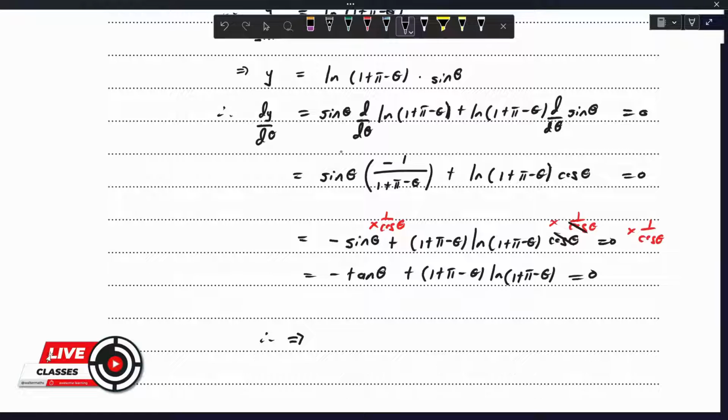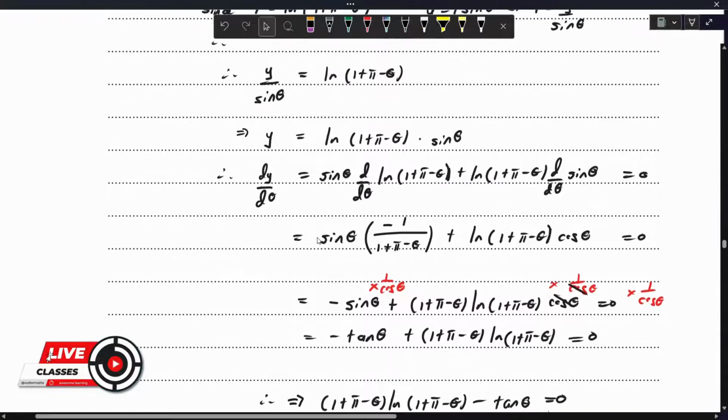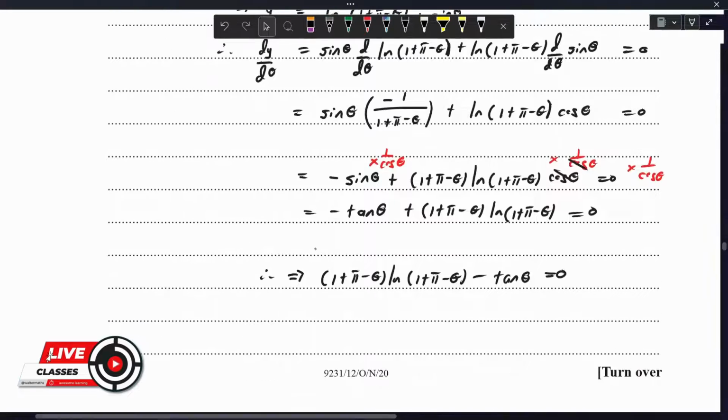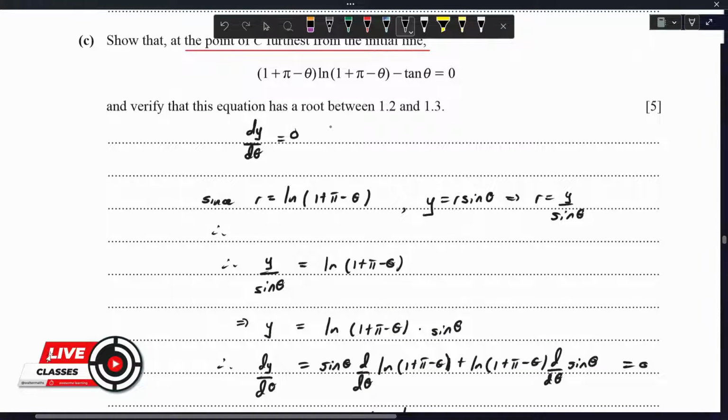Therefore, this leads us to having (1 + π − θ) ln(1 + π − θ) − tan θ equal to 0. Okay, and that's shown. So now that we have shown this, we will then go on to verify that this equation has a root between 1.2 and 1.3.